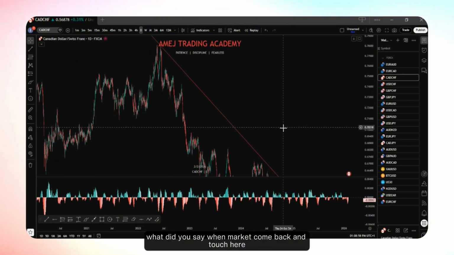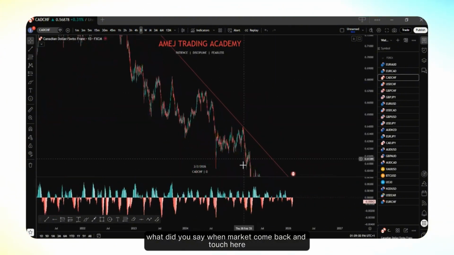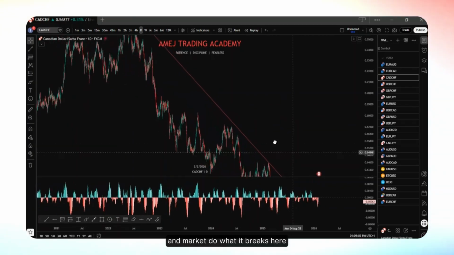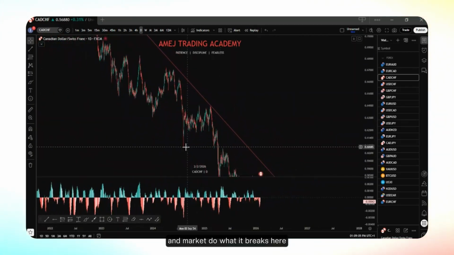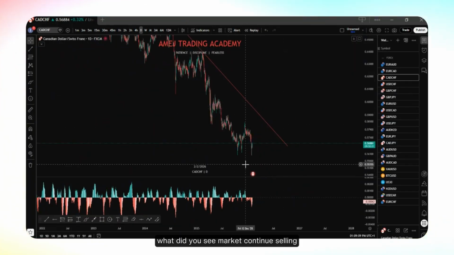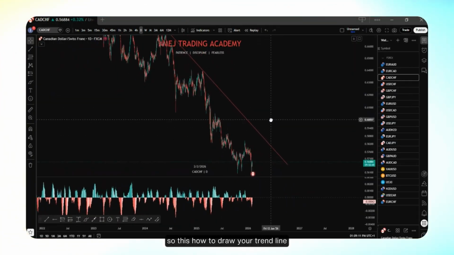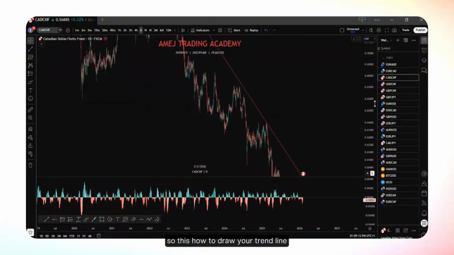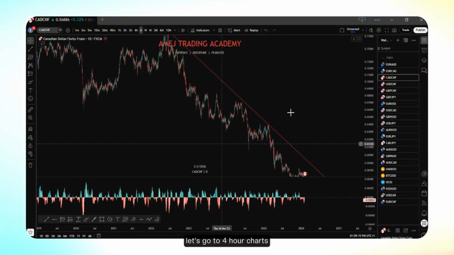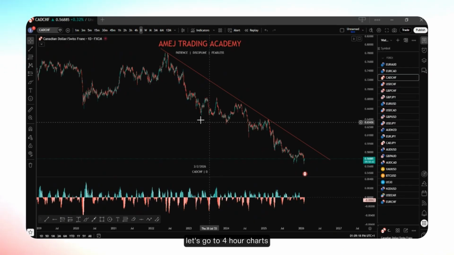trend line. What did you see? When market comes back and touches here, and market does what? It breaks here. What did you see? Market continues selling. So this is how to draw your trend line. Let's go to 4-hour charts and see what is happening there.